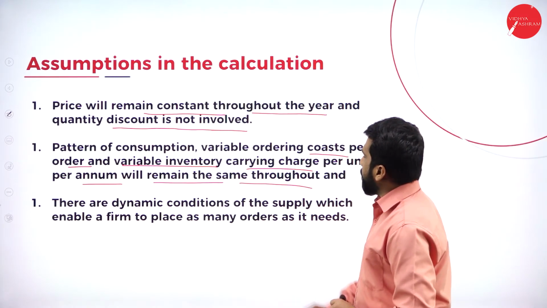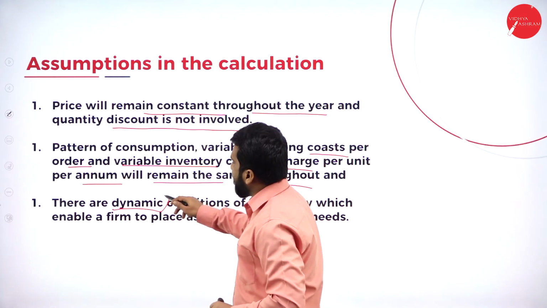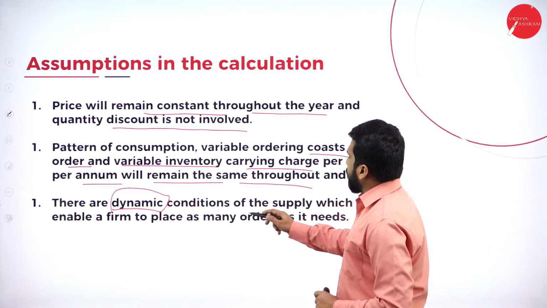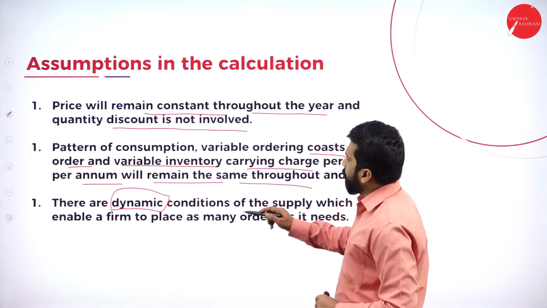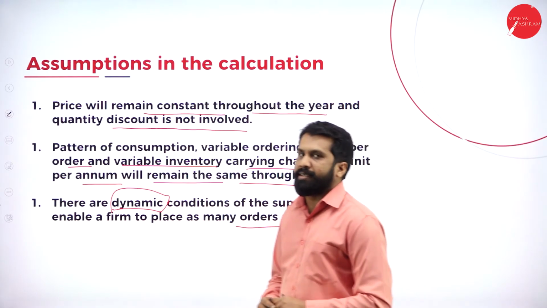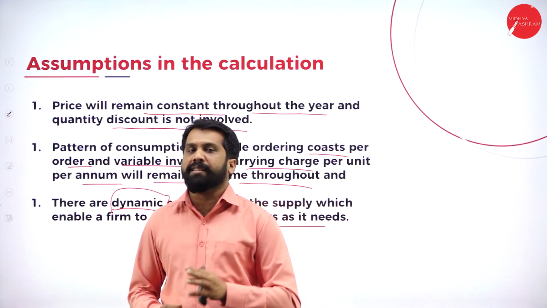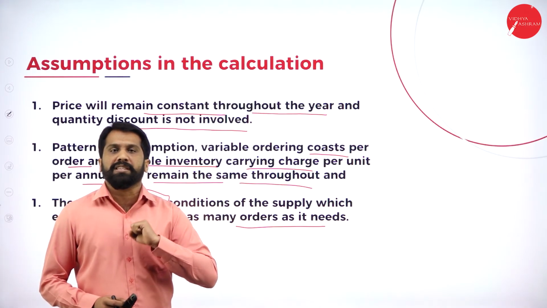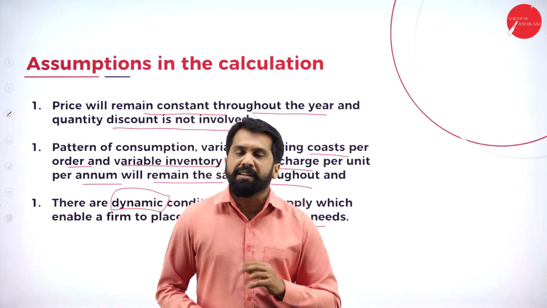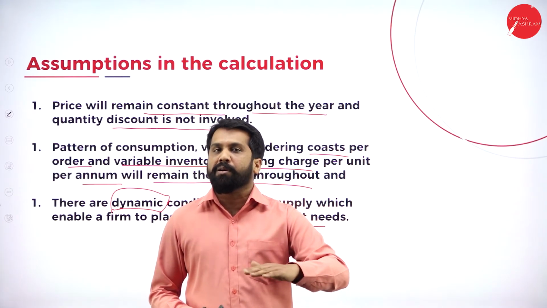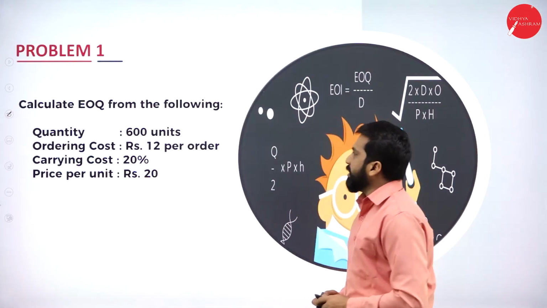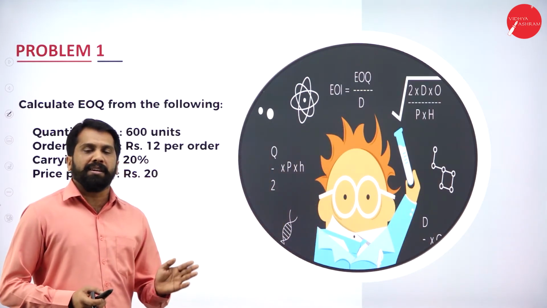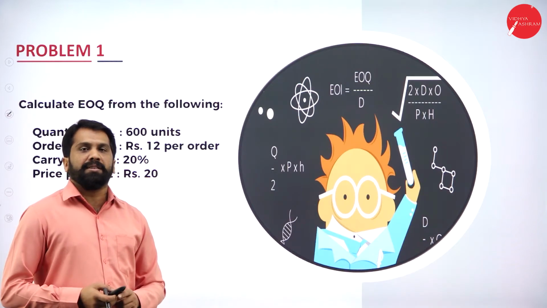Then, there are dynamic conditions. Dynamic means keep changing. Now, there are dynamic conditions of the supply which enable a firm to place as many orders as it needs. There are two things: one is static, another one is dynamic. Static means same to same, it will not change. Dynamic means keep fluctuating, your power fluctuates. Clear? Yes. So these are the assumptions we have. We'll go for problem number one on EOQ. Before that, you take down all the theory part so that you can read at home.